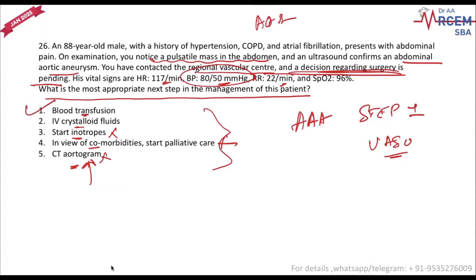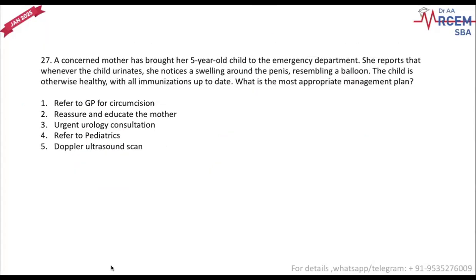The last few questions which you have discussed have appeared in the last stats. A concerned mother has brought her 5 year old child to the emergency department. She reports that whenever the child urinates, she notices a swelling around the penis resembling a balloon. The child is otherwise healthy with immunization up to date. What is the appropriate management plan?